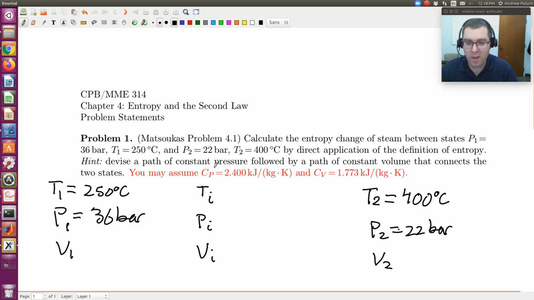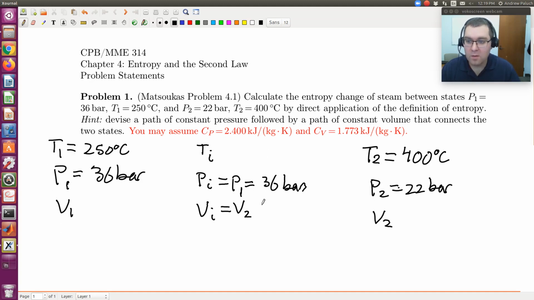It says devise a path of constant pressure followed by a path of constant volume. So if I'm going from my initial state to my intermediate state and I have a path of constant pressure, that means that Pi will be equal to P1, which in this case is equal to 36 bars. And then a path of constant volume tells me that Vi will be equal to V2, since my second path is going to be isochoric. So Vi equals V2, and V2 I don't know quite yet, and I don't know Ti yet.